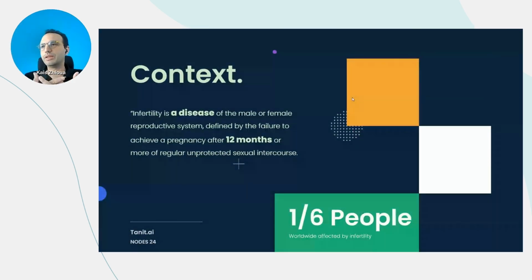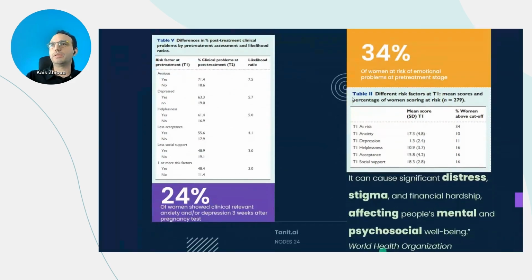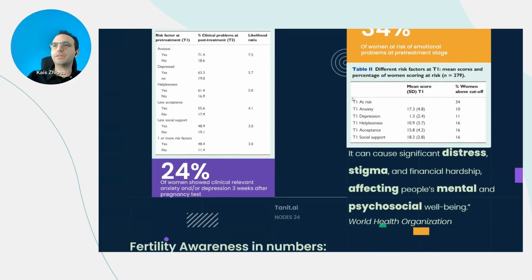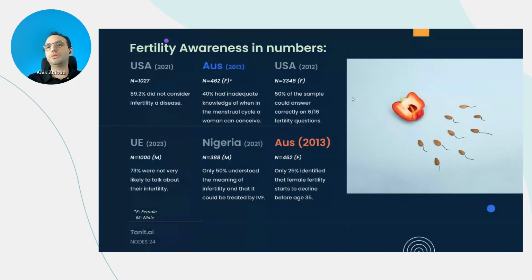there is actually 1 person in 6 over the world that is affected by infertility, and that is a big number. And all these people are affected by stress, stigma, mental illness, and also depression. On the other side, a lot of people lack awareness about fertility and reproductive medicine in general.